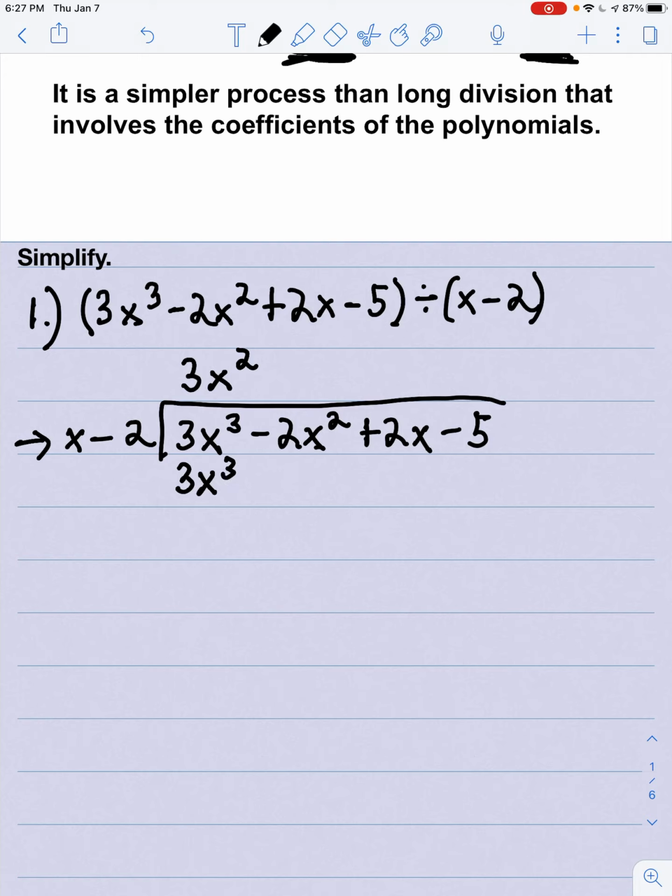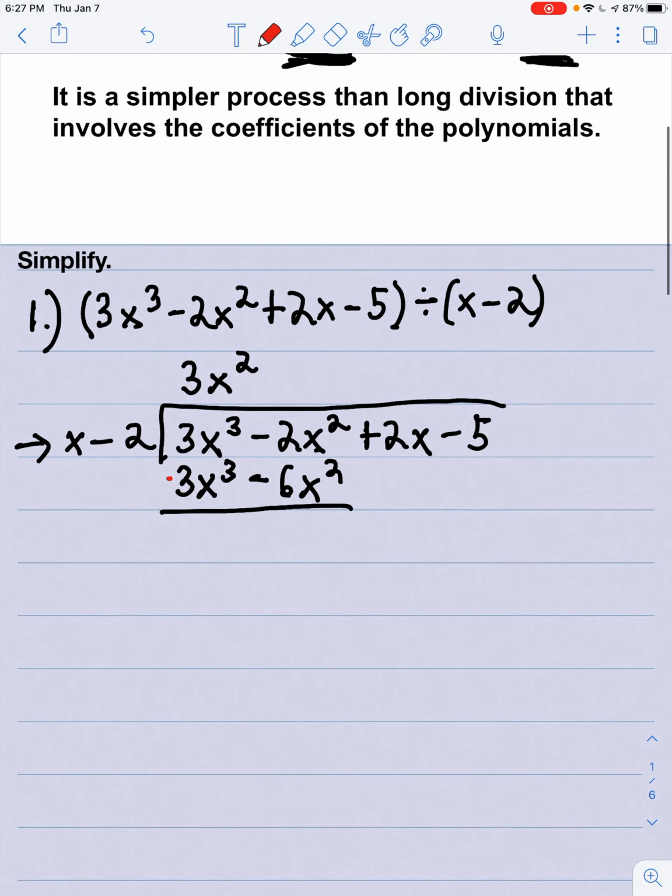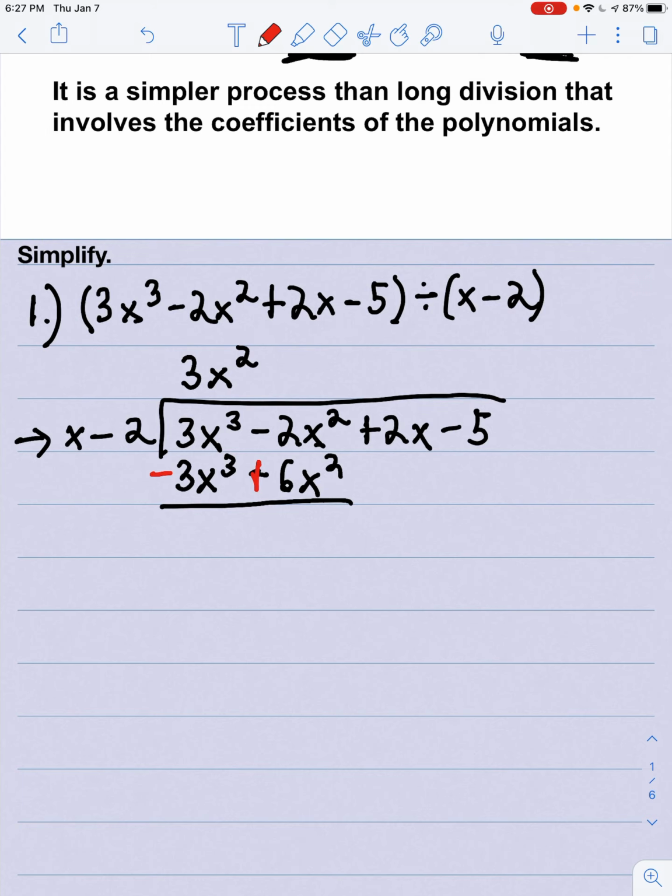That gives us 3x cubed minus 6x squared. And you may recall in class, what I told you to do instead of subtracting is to add the opposite. My experience is students make fewer errors, and I don't think there's a single math teacher in our department that doesn't have you change the signs to their opposite, and then you add. So obviously the first terms cancel. A negative 2x squared plus 6x squared would be 4x squared. And then we're going to bring down the next term since our divisor has two terms.